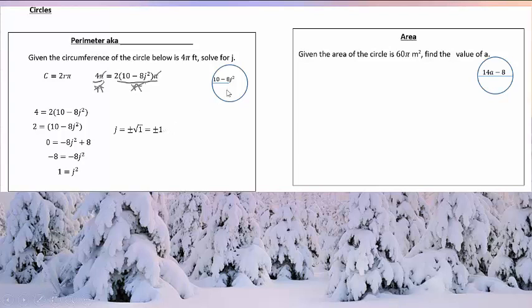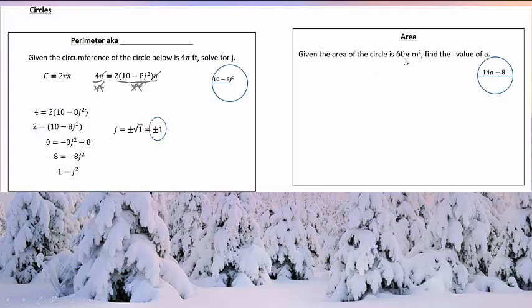And again, geometry problems, you want to take your answer, plug it in, and make sure it's realistic. The good news is j squared means that it doesn't matter if j is negative or positive, it's going to be squared, so it's going to end up being positive. So whether I plug in negative 1 or 1 for j is not going to make a difference because of that square. So we actually want to keep both answers for that problem.